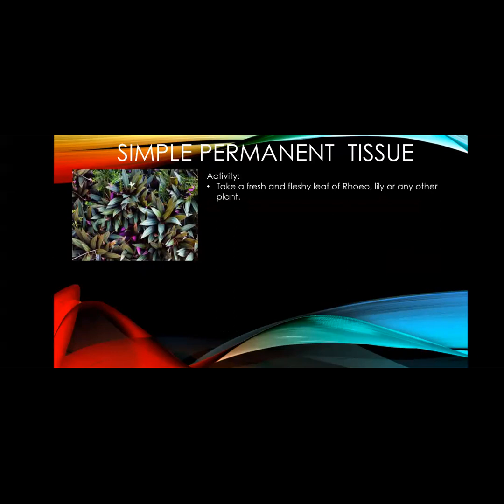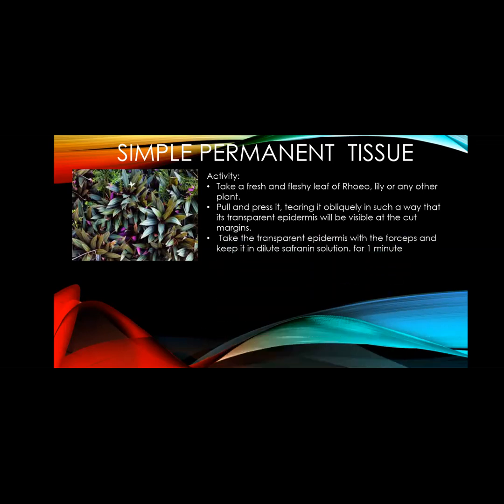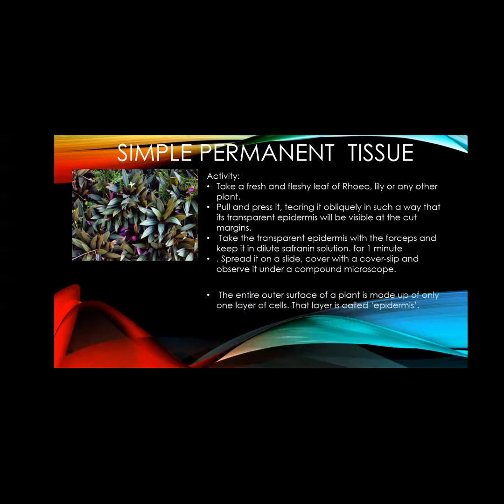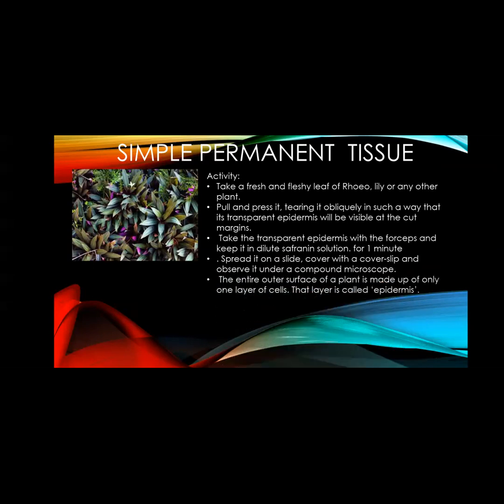Now, what we have to do is take a fresh leaf of Rhoeo and cut it obliquely, in such a way that we get a very thin section on the lower surface of the leaf. Place it on the slide and put dilute safranin stain. Keep it in the stain for 1 minute. Let it stain. Spread it on the slide. Put a drop of glycerin and cover it with a cover slip. The entire surface of the plant is made up of only one layer.